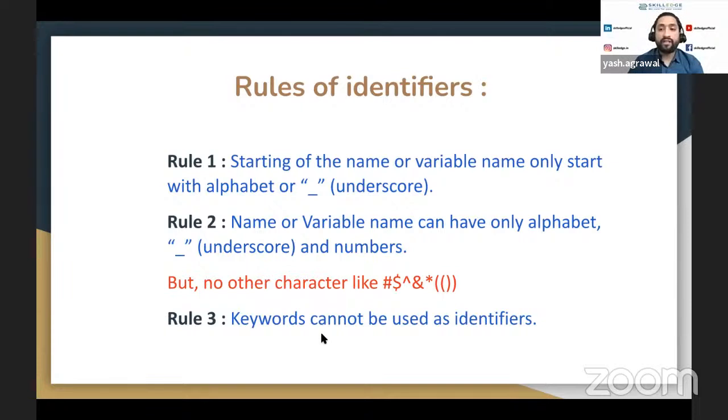The keywords you cannot make identifiers, because have you heard of anyone's name being is, am, are? Does anyone have such a name, right? No, because it is a grammatical word, right? Similarly, those keywords are reserved words. They have specific meaning. So you cannot provide a variable name as one of the keywords, right? So these are the three rules which we have seen.